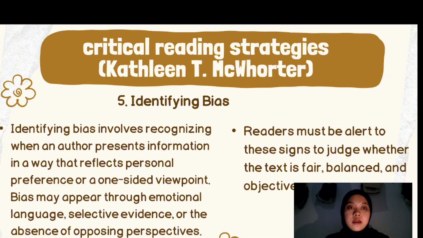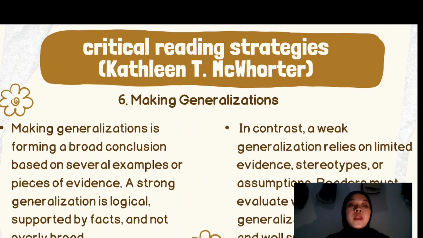And number five is identifying bias. Identifying bias involves recognizing when the author presents information in a way that reflects personal preference or a one-sided viewpoint. Bias may appear through emotional language, selective evidence, or the absence of opposing perspectives. And then readers must be alert to judge whether the text is fair, balanced, and objective.